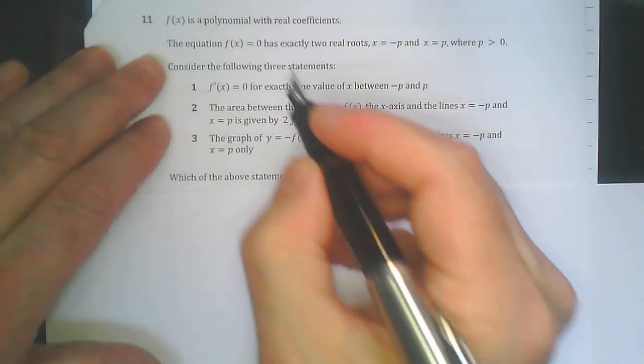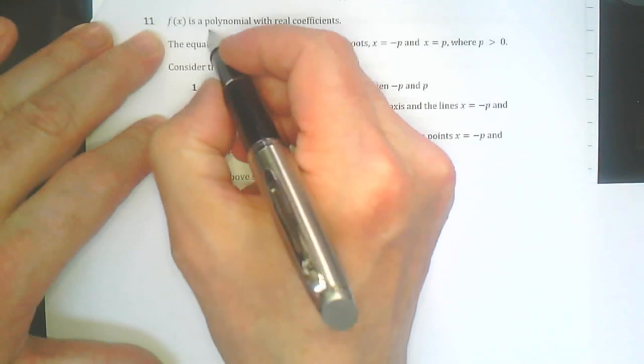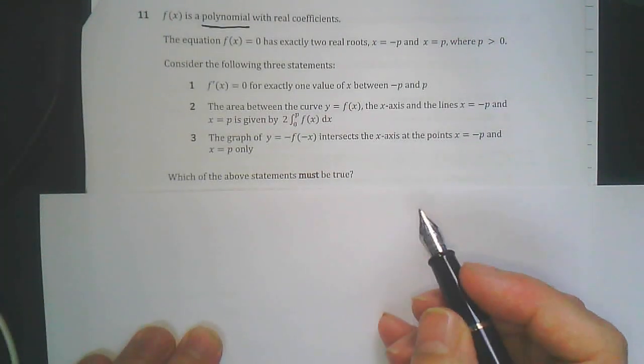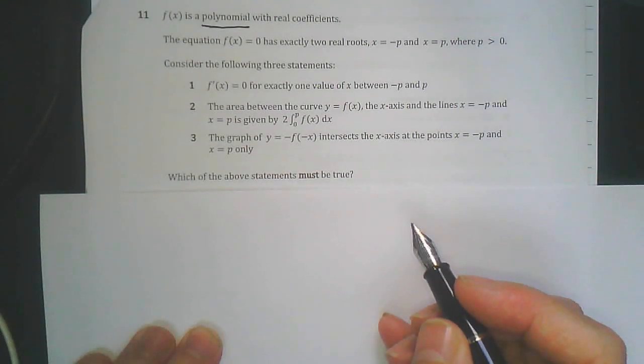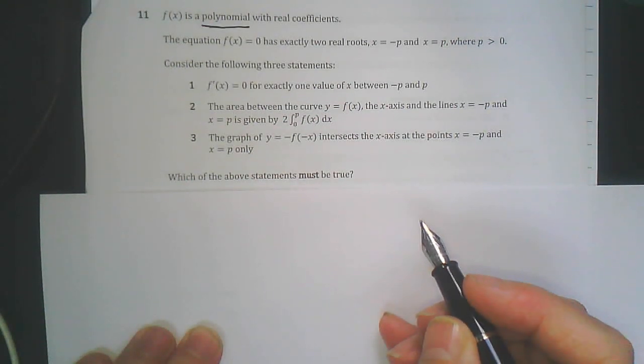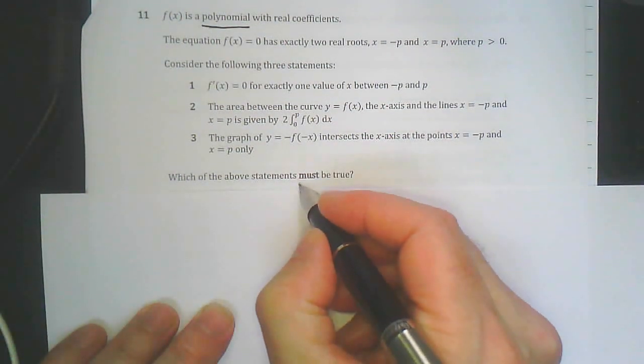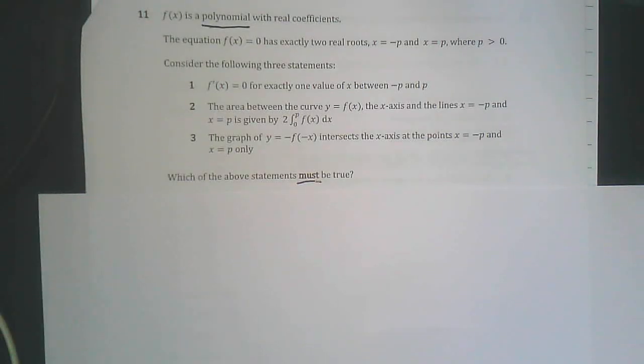So some observations. It talks about a polynomial, f of x. A polynomial is an expression where you've got coefficients of powers of x, and those powers of x must be positive integers to make it a polynomial. Then it talks about which of the statements must be true. So either the first is true, the second is true, or the third is true, or some combination of those three is true.